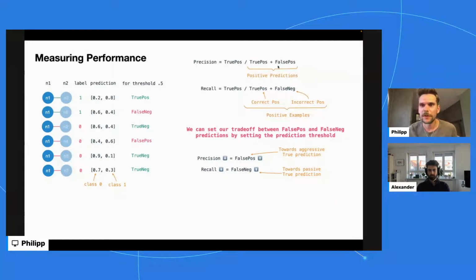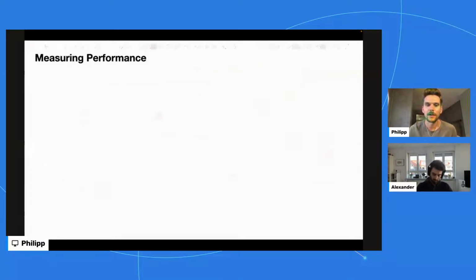So if the precision is going down, we have more false positives, so we are more aggressive towards labeling something positive. We are rather labeling something positive than negative. And if the recall is going down, we have more false negatives because the denominator is getting larger here. It's more towards a passive true prediction. So here we say, okay, let's be a little bit more conservative about saying something is true. So the thresholds are actually higher.